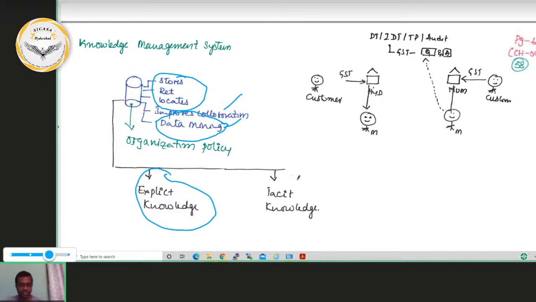Databases are required for the purpose of storing and retrieving. And how many types of data will it store? It stores 4 types of data: internal, external, routine and non-routine data.